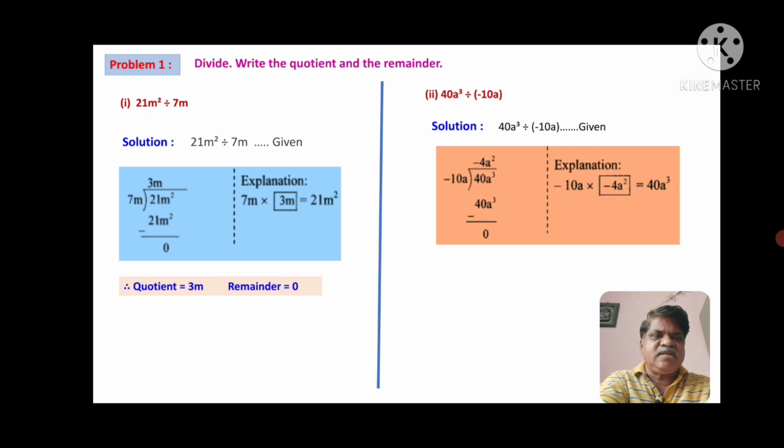In the box it is written that this minus 4a square will now become the quotient. Therefore minus 10a into minus 4a square is 40a square. The product of these two will be written below the dividend. So 40a square minus 40a square, the result is 0. So friends, you are getting that the quotient is minus 4a square and the remainder is 0.